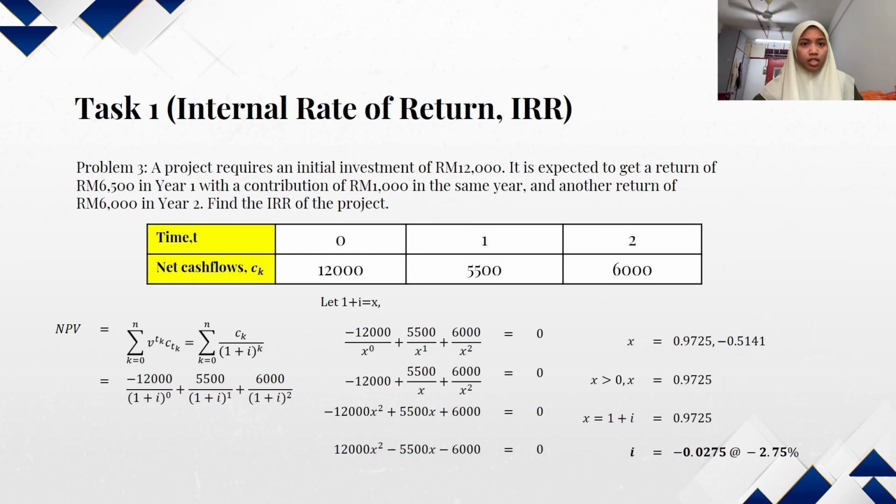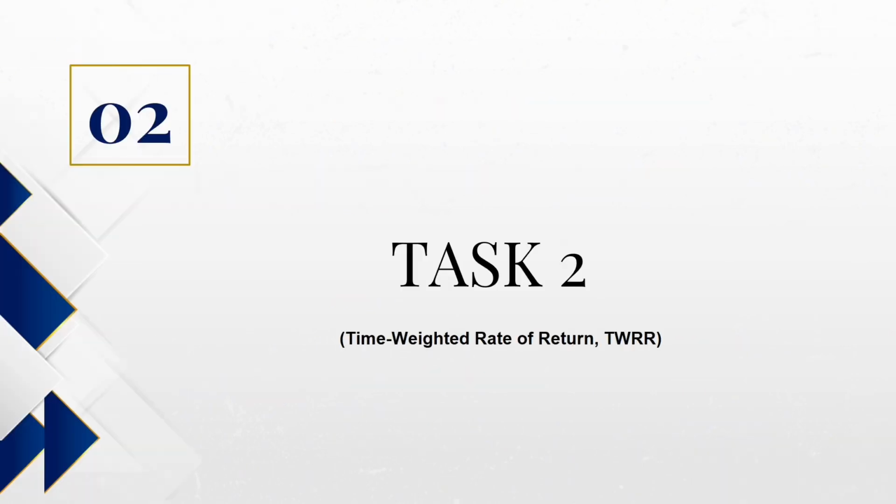A negative IRR is possible and acceptable in financial analysis. It simply tells us that the project returned less than what was invested. In this case, with an IRR of negative 2.75%, the project actually reduces value over time and will not be considered a good investment. It helps decision makers avoid putting money into unprofitable projects.